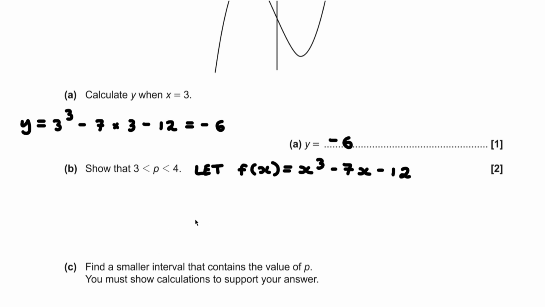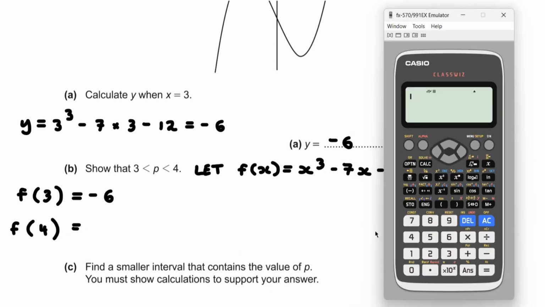So the first thing we can do is see what happens when x is equal to 3. In other words, find out what f of 3 is. F of 3, well, happily for us, we've already calculated that. That's -6. Let's now find out what f of 4 is. We replace the x with 4. So I've got 4 cubed, subtract 7 times 4, subtract 12, so that's 24.